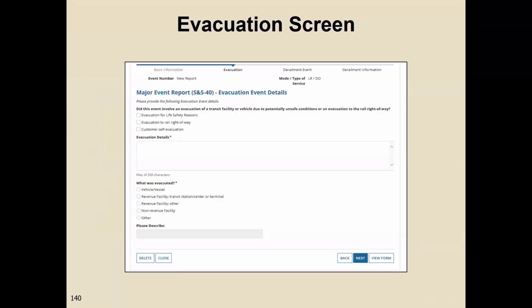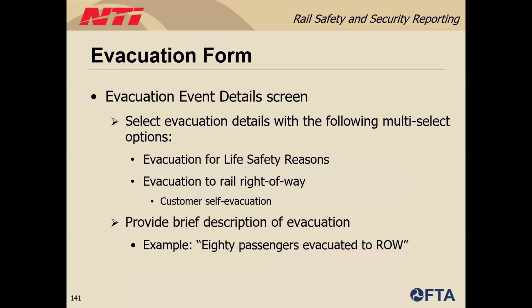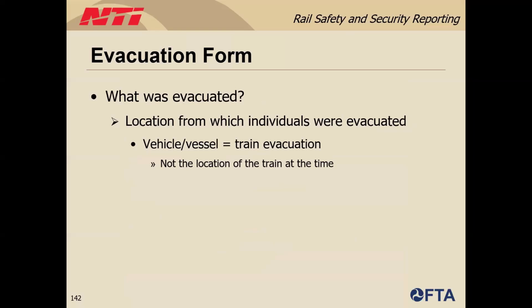This is a screenshot of the evacuation subform. The first question on the evacuation event screen is to confirm that the evacuation was for life safety, to the rail, right-of-way, and if either of those evacuations was a self-evacuation, you may select as many options as needed. The what was evacuated question is used to indicate what was actually evacuated. One choice would be vehicle or vessel, which would mean the train. Do not report the location of the train at the time of the evacuation.